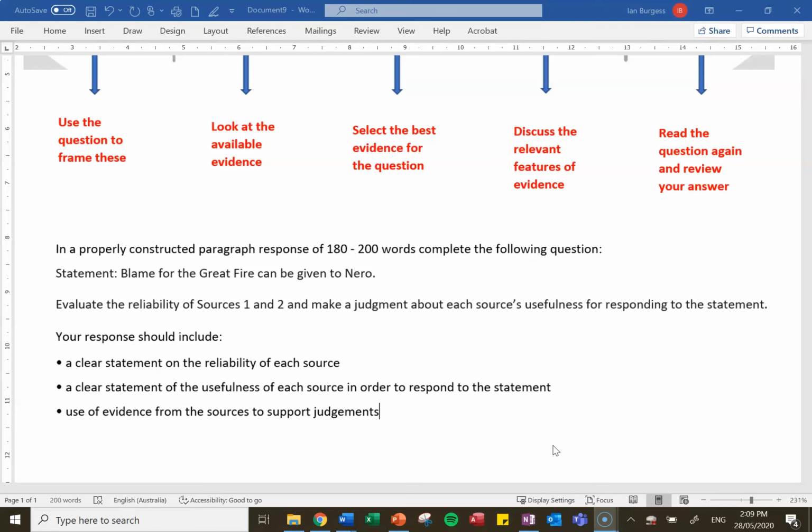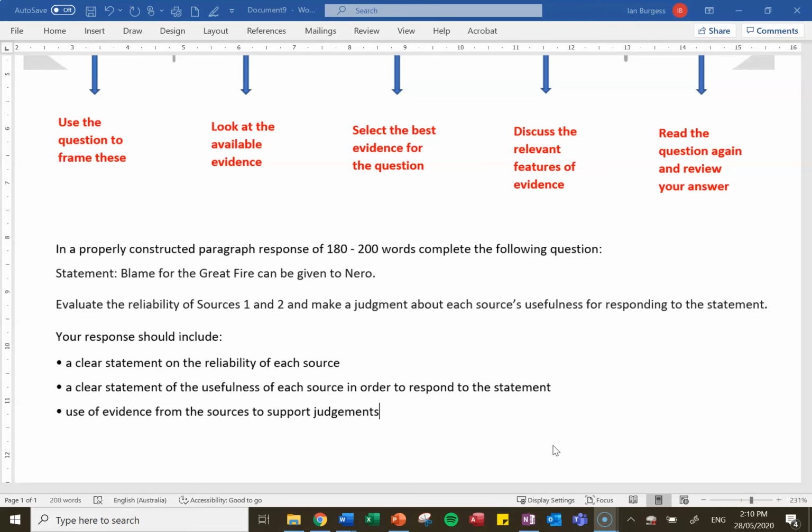As I've said to you, the further you move through the course into senior, the more important those word counts become, because an excessive word count may result in responses not being marked beyond the word limit, and anything outside of that will be just ignored. Right, so we're given a statement: blame for the Great Fire can be given to Nero. Evaluate the reliability of sources 1 and 2 and make a judgment about each source's usefulness for responding to the statement.